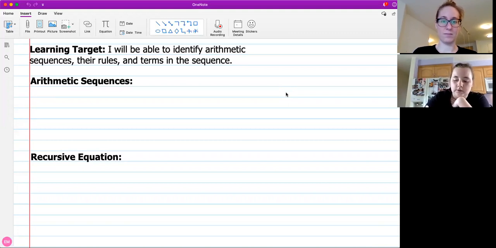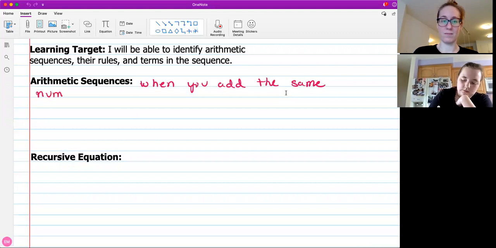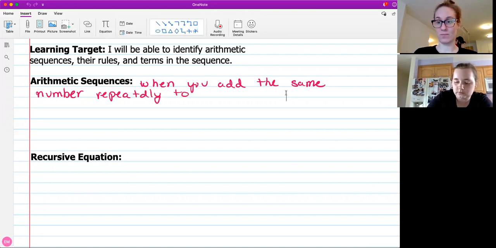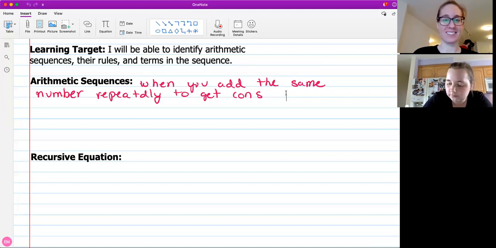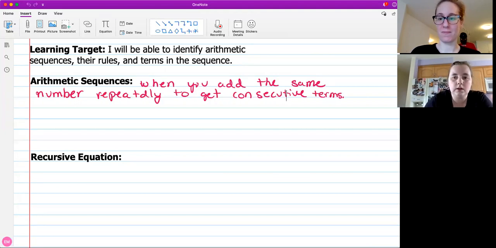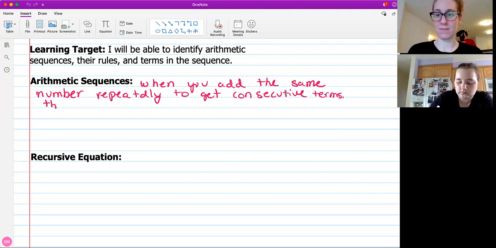You add the same number repeatedly to get consecutive terms. And then the number being added is called the common difference.